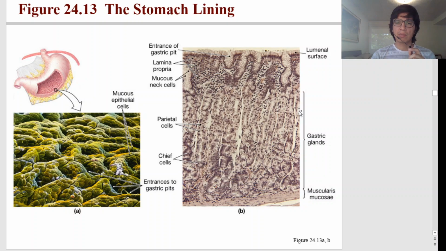These are all part of the mucosa. So here you have your mucosa. Here's your muscular mucosa. Your lamina propria is kind of embedded within the gastric glands. But this is a view of the surface of the stomach. So here are the glands themselves. These pores that you observe here, they are going to be the glands.